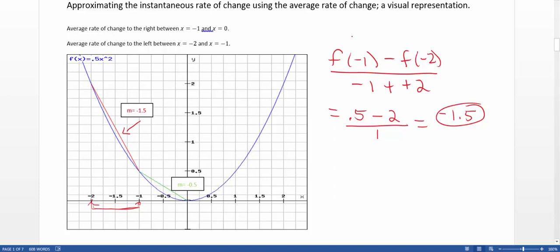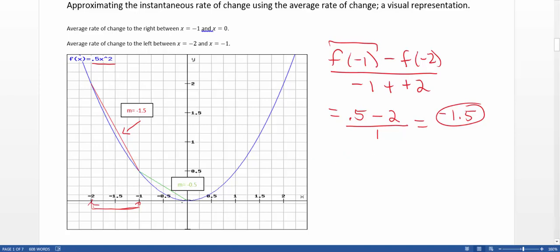And again, just for reference, when I calculated f of negative 1, I took negative 1 and I plugged it into the function to get the y value of 0.5. Now, I'm going to do the same thing, but I'm going to do it to the right of negative 1. So here again, I did the left in red. So now I'm going to do the right of negative 1 in green, so we can see what the slope of that line is going to look like, again, using average rates of change.